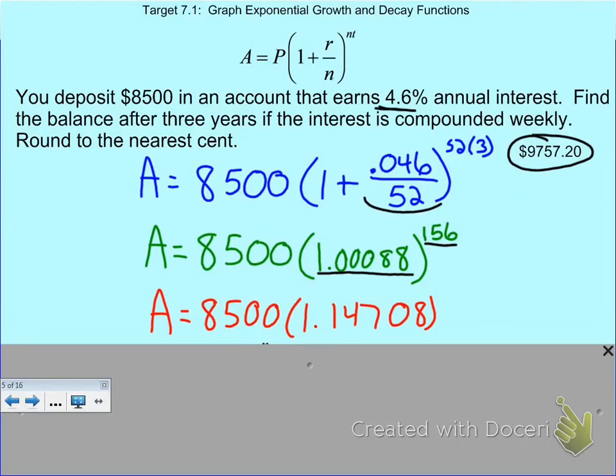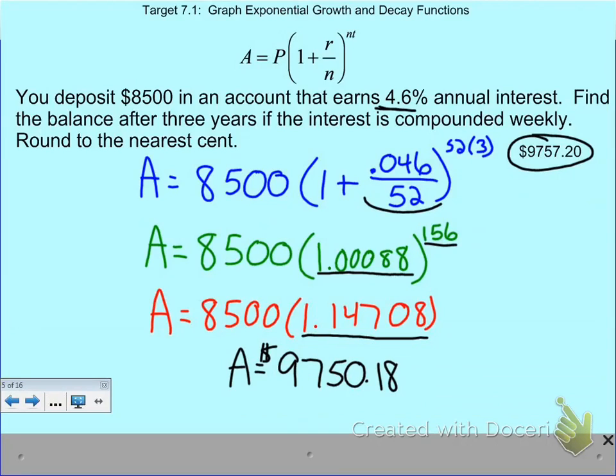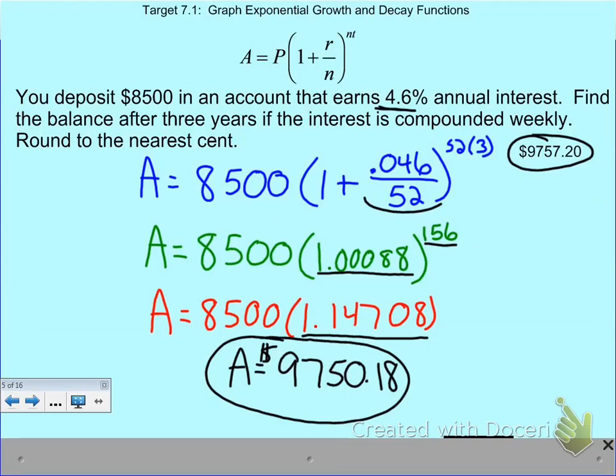Then we do our exponent part, and 1.00088 to the 156th power gives us 1.14708. And then we multiply that by our original $8,500 that we started off with. And this time around, I got an answer of 9,750.18. So as you can see, I'm a little bit off from our original answer that I got last night when I wrote the slides. But that's okay.